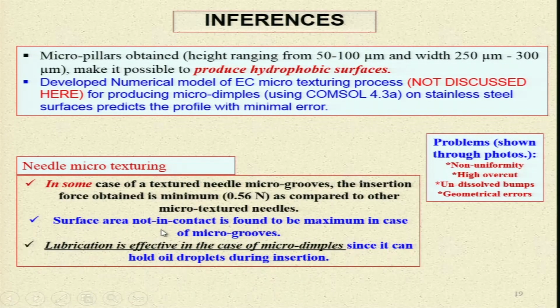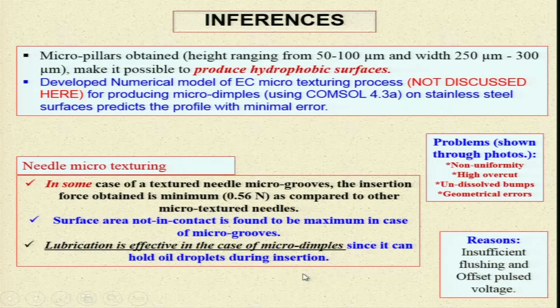The surface area not in contact is found to be maximum in the case of micro grooves. Lubrication is effective in the case of micro dimples, since they can hold oil droplets during insertion. So, these dimples also help in retaining the lubricating oil, and that helps in reducing the frictional forces. Reason: insufficient flushing and offset pulsed voltage.